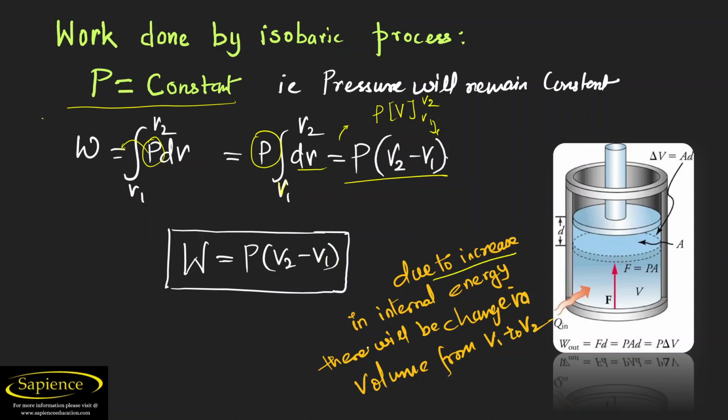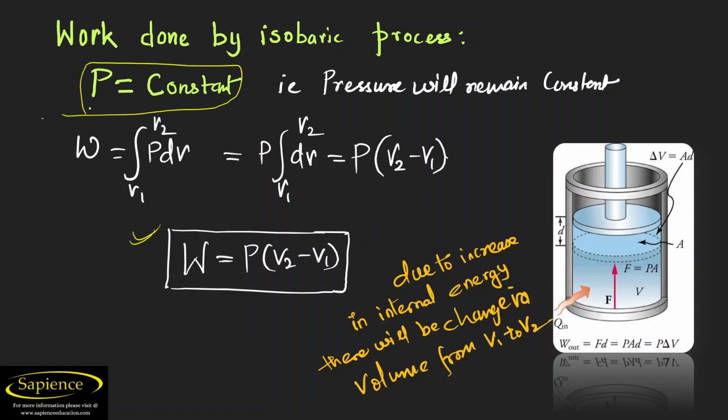Due to the increase in internal energy, there will be a change in the volume. Whenever we apply heat, what will happen? Volume is changing, and if the volume changes, it means that a gas is doing work. So finally you have understood how to find the work. This is a very important formula: work done, only for an isobaric process, that is, pressure should remain constant.